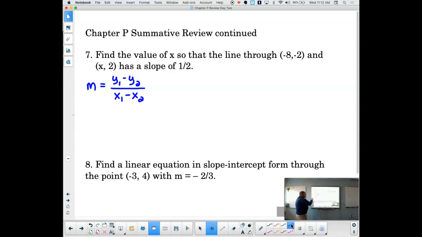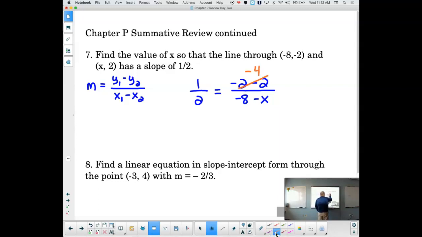So the slope formula: we subtract the y's over we subtract the x's. So if I know that the slope is 1/2, then we would take -2 minus 2, and then we would take -8 minus x. So I would know for a fact that this is -4. And so then I can cross multiply, and when I cross multiply, I get -8 is equal to -8 minus x.